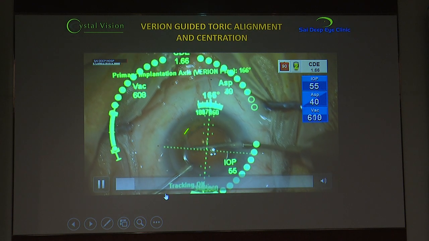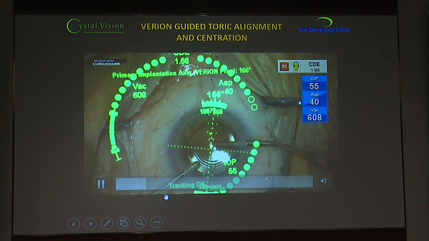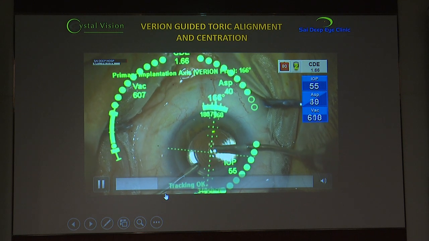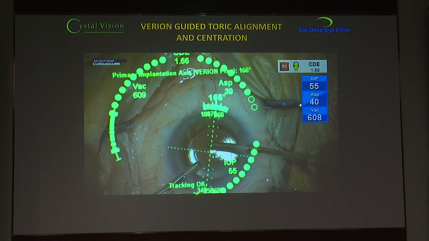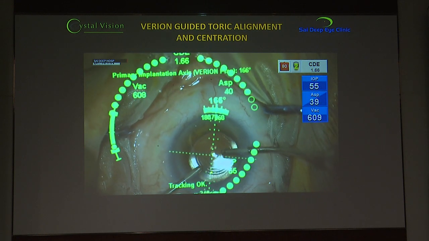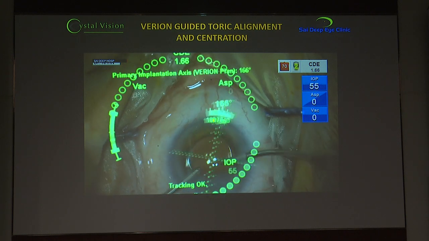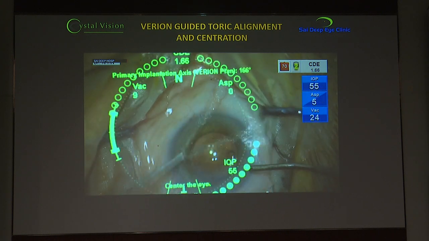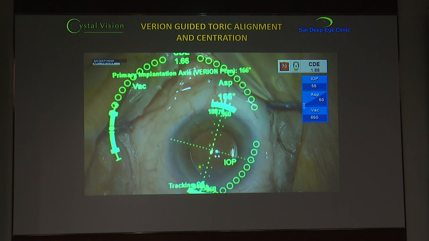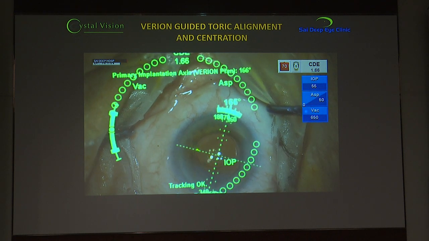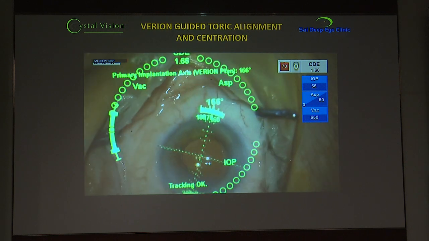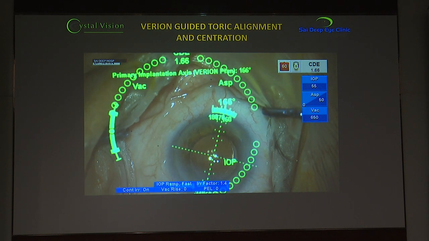So this is a small clip. You can see here the toric marking on the lens. It's a Panoptix Toric, no financial interest again. And you can have a perfect placement of the lens along the guided axis, and at the same time you can check for the centration of the lens. The crosshairs here are showing the exact center of the visual axis, which we wanted to do.